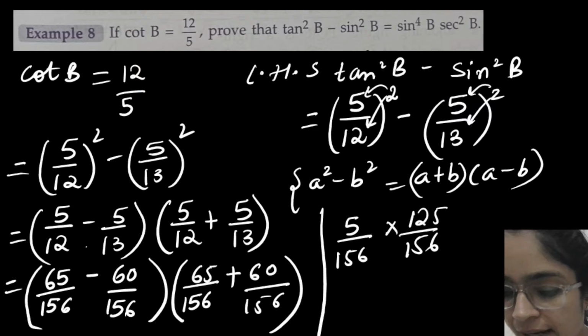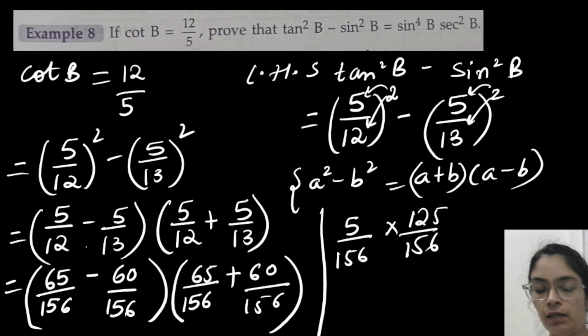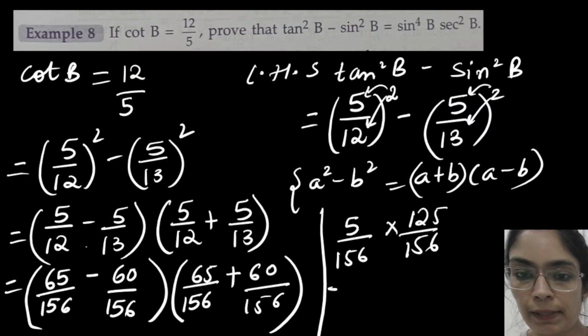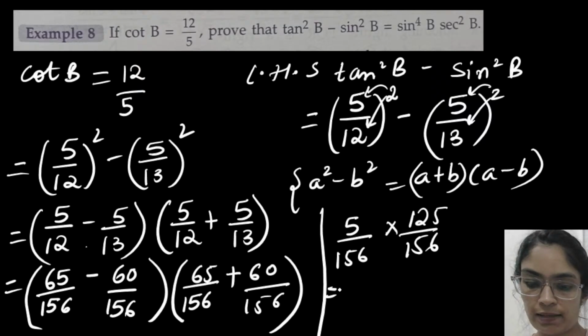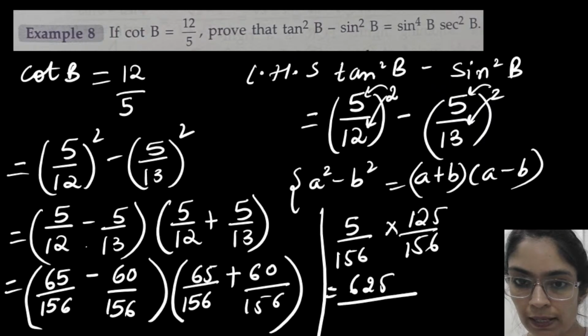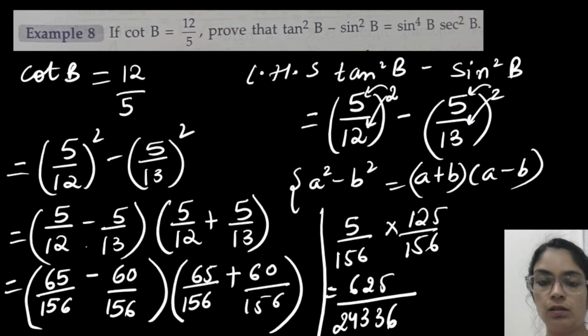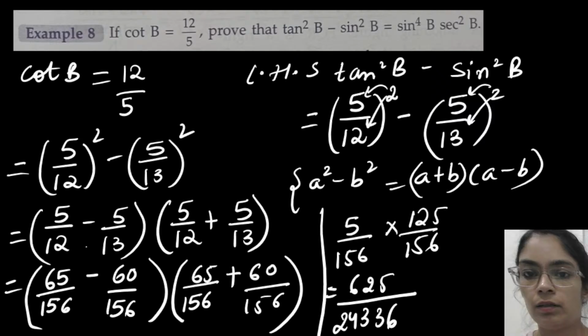Yes, so I don't think any cancellation here is possible. So we just have to multiply this and get the answer. So what is the answer? You can just tell me the calculations. So this is very lengthy. Mokshita has already sent 625 by 24,336. So is it correct? Are you all getting the same answer?